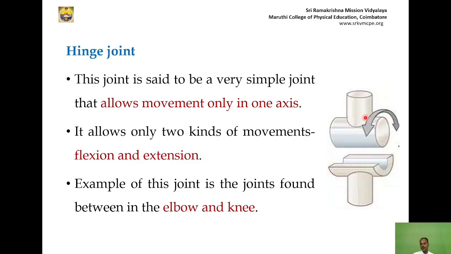If it comes to this position, this is flexion. If it goes to a straight position, this comes under extension. Because of the alignment and articulation of the bones, only flexion and extension are possible. The examples are the elbow and knee joints. This is called the hinge joint.